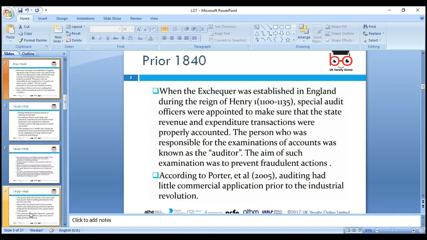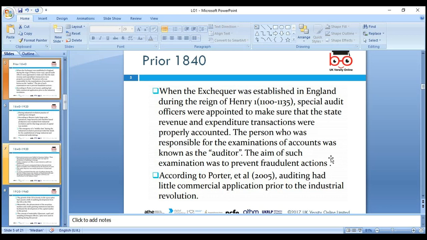So prior to 1840, the exchequer was established in England during the time of Henry I or II, and special audit officers were appointed to make sure that state revenue and expenditure transactions were properly accounted for. So really, we need to look at the transactions. The person responsible for examination of the accounts was known as an auditor, so the word auditor came from there. The aim of such examination was to prevent fraudulent action. The key thing was to prevent fraud.